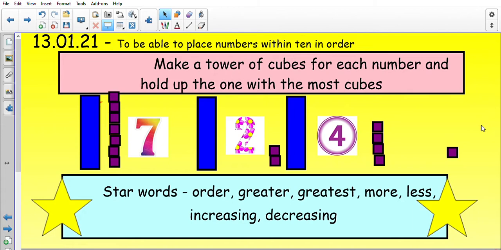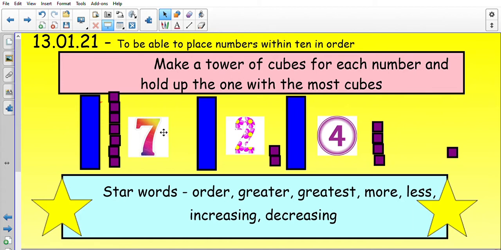So which one has the most cubes? How am I going to know which has the most cubes? That's right, it will be the tallest one because we're putting them standing on each other, aren't we? So 7 has the most cubes. It is the tallest and it is the biggest number. So it is greater than the others.